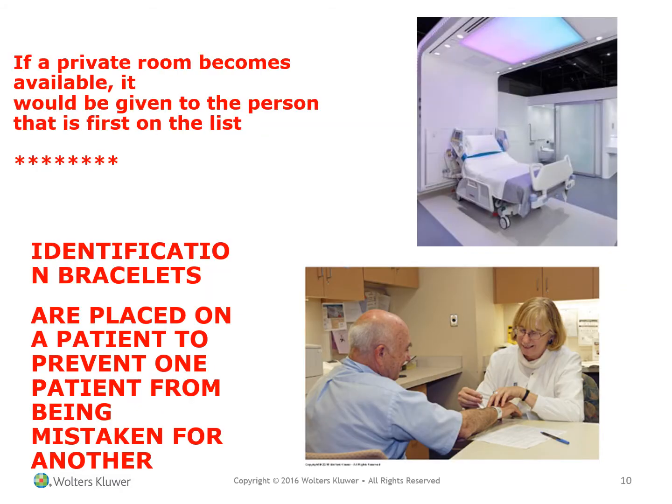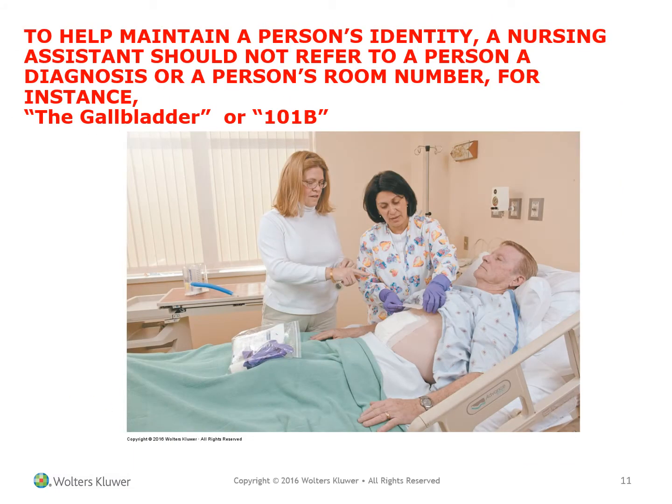The nursing assistant's responsibility is to take vital signs, height, and weight. If a private room becomes available, it would be given to the first person on the list. Identification bracelets are placed on the patient to prevent one patient from being mistaken for another. To help maintain a person's identity, a nursing assistant should not refer to the person as a diagnosis or the person's room number, for instance, the gallbladder in room 101B or just 101B.